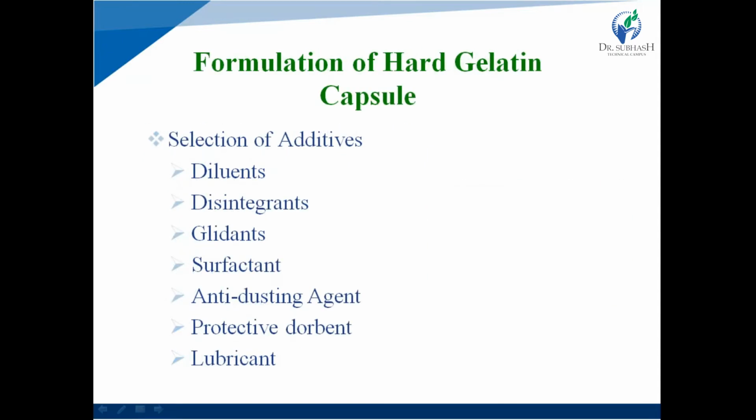Formulation of hard gelatin capsule. First one is selection of additive. In selection of additive, the hard gelatin capsules are filled with active ingredients along with certain additives. The substances other than the drugs that are used in preparation of dosage form are known as additives, and they are also known as adjuvant or pharmaceutical aids.